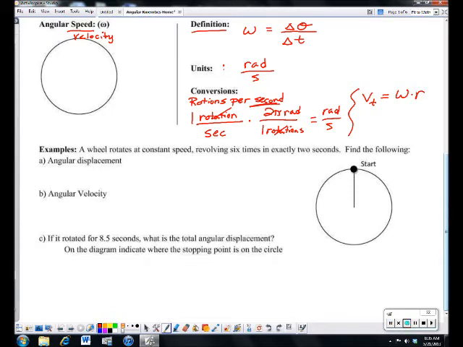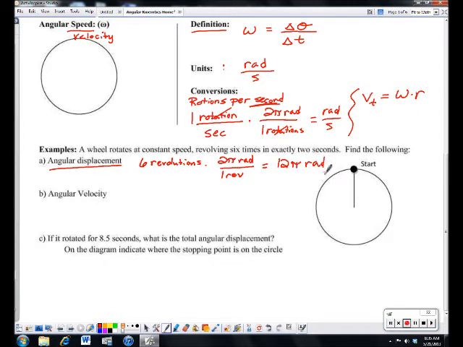Find the following. What is my angular displacement? So I've revolved 6 times. So my distance is 6 revolutions. And I know that 1 revolution is exactly 2 pi radians. And so I've traveled 12 pi rad.